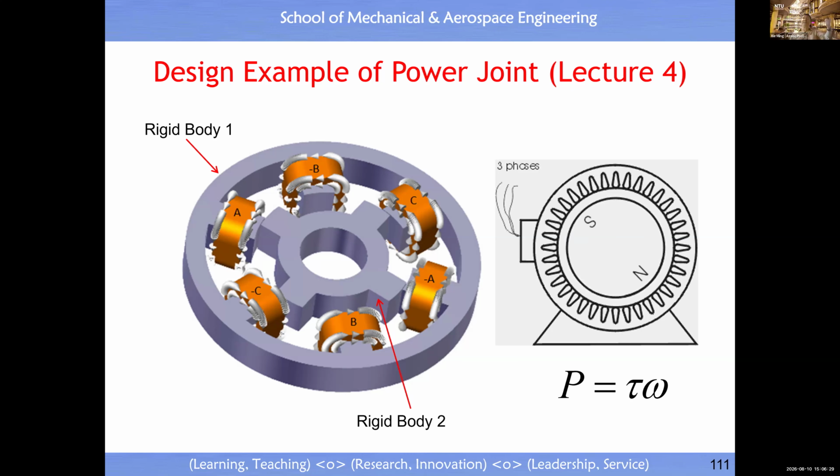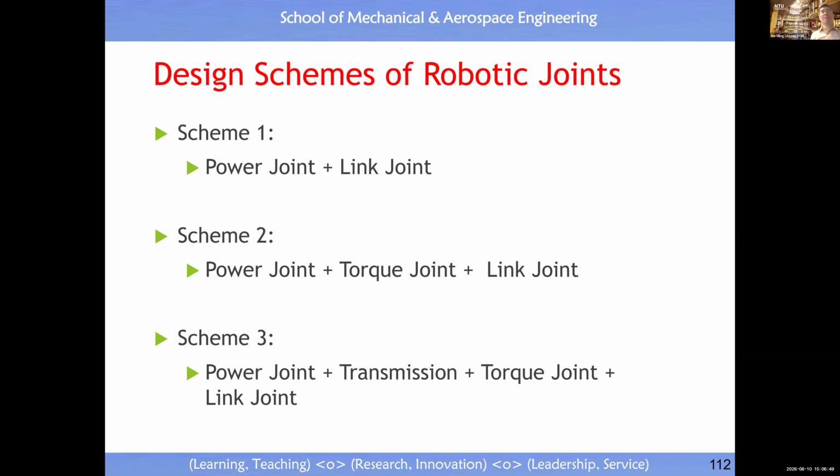For the torque joint, same law: rigid body one, rigid body two. In between, you have a rigid body one prime, right? Then for the power joint, same. You have rigid body one, rigid body two, stator and rotor, which can undergo relative motion. And the power joint is a device which outputs mechanical energy. Quite straightforward, okay?